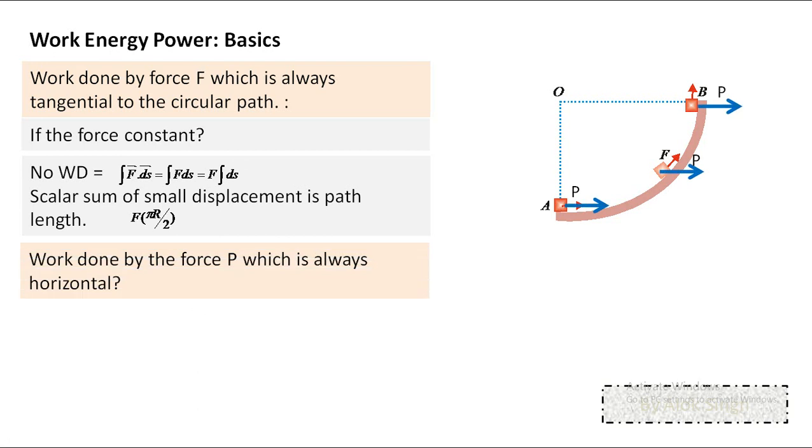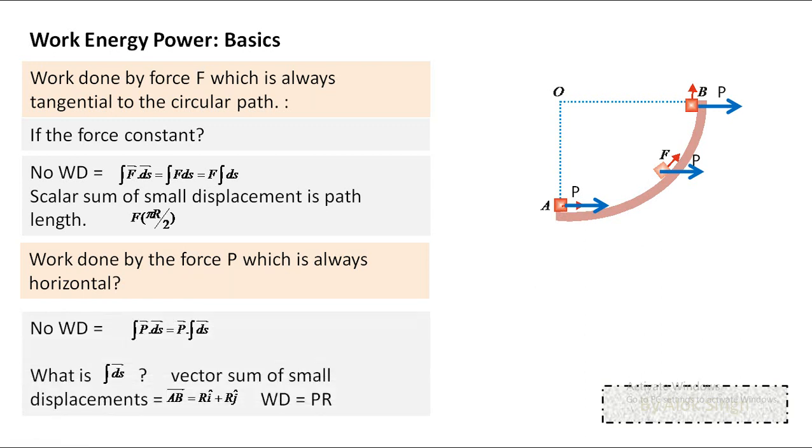Now we take another force P, which is always horizontal. So this is a force P acting as the particle moves from A to B. What is work done by P, which is always horizontal? Any difference? Is the force P constant? See, the force is constant here. Ignore the word no here. So what will work done be here?